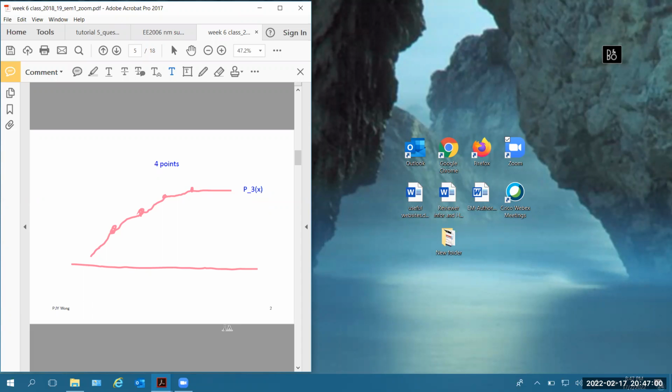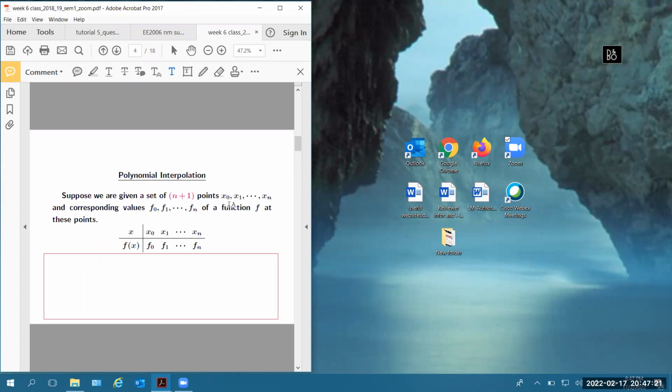Everybody clear or not? So the problem is actually very simple. We are given some points. Suppose given 4 points, then you want to find this interpolating polynomial. And the degree of the polynomial is what? It is 1 less than the number of points. So in this case, it's P3(x). So how do we find it?